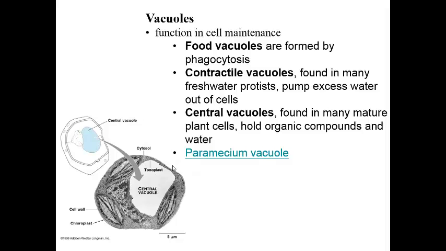Plant cells have a large central vacuole, and this is used primarily to store water. It's also used to hold other organic compounds. Here you see a plant cell, and you see just how large that central vacuole is. It can cause a plant to become turgid, swollen if it's filled up with water, or flaccid and wilt if it is empty of water.